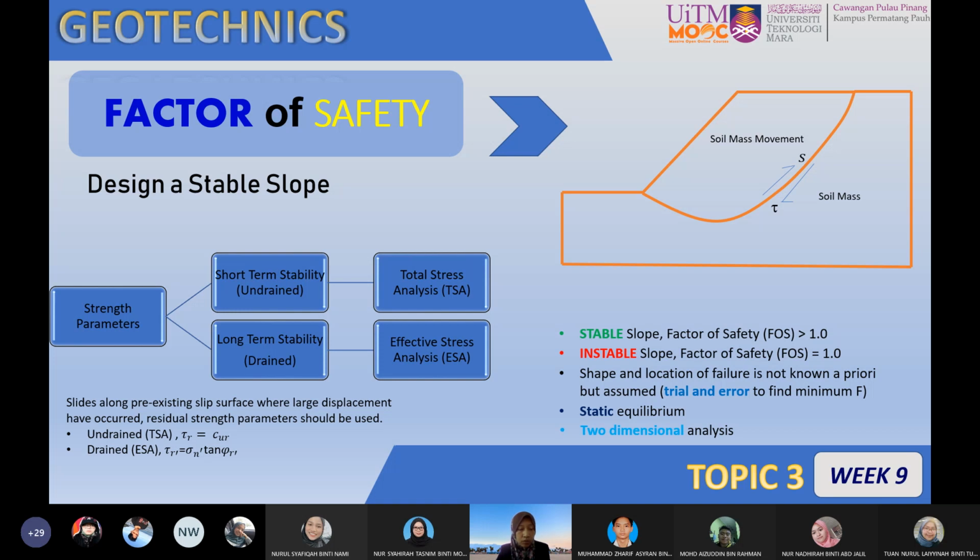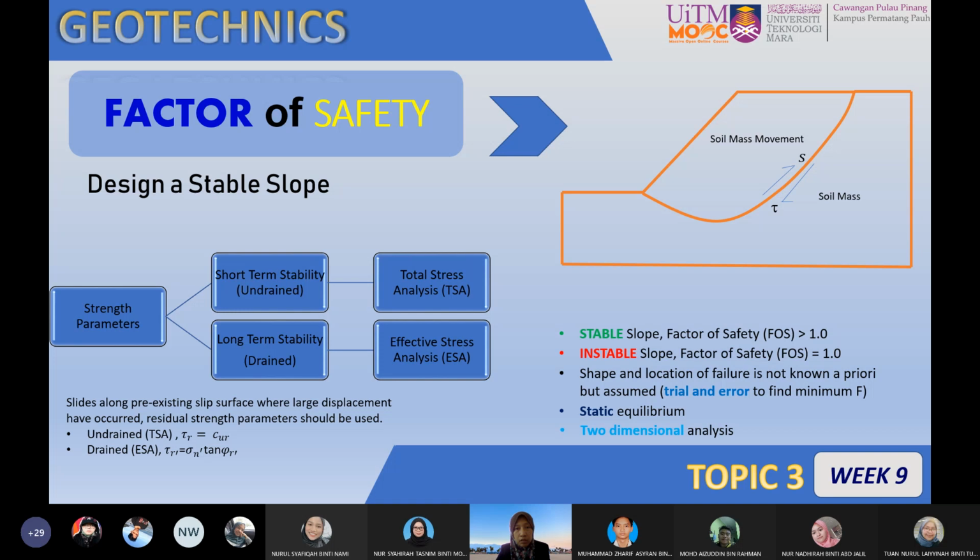And again, the shape and location of failure is not known beforehand, so we use a trial and error method to find the minimum FOS. It means that we have to find the critical slip surface of the slope. The slope is critical when the FOS is equal to 1 or less than 1. This is considered under static equilibrium conditions with two-dimensional analysis.